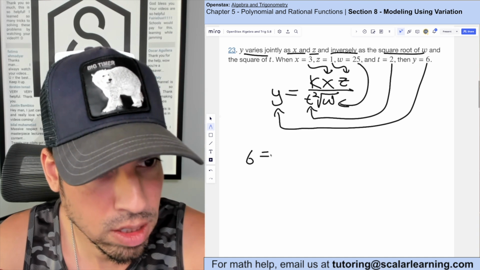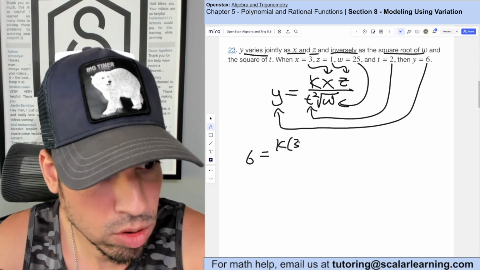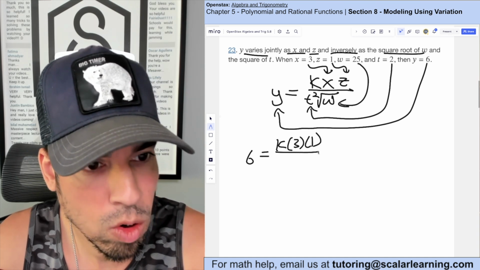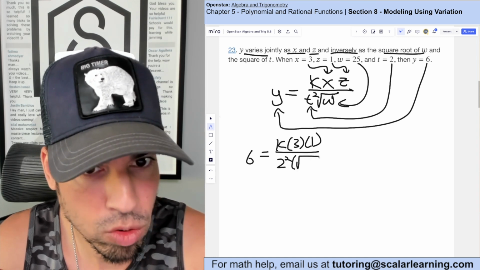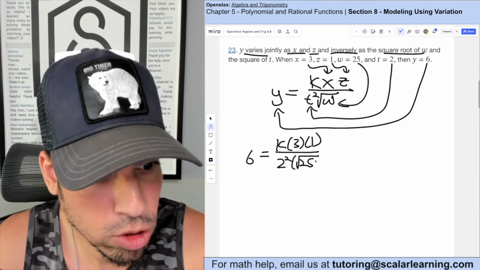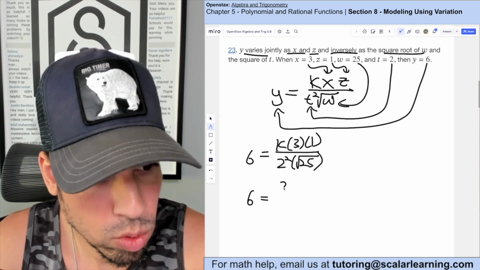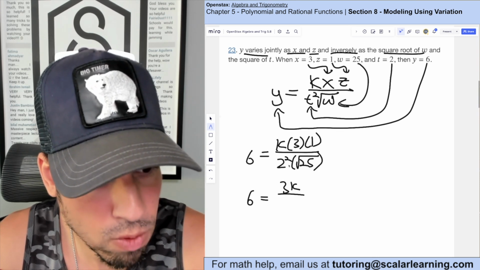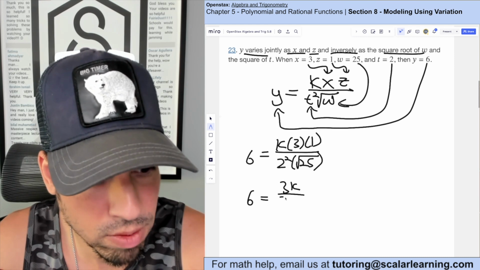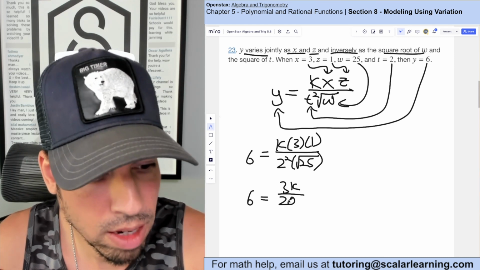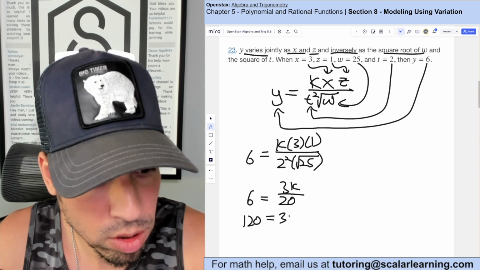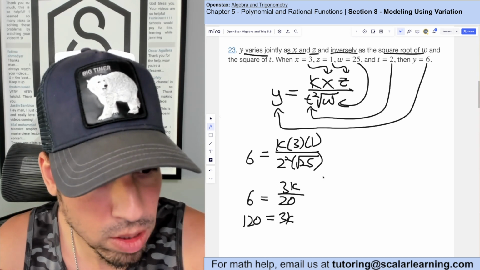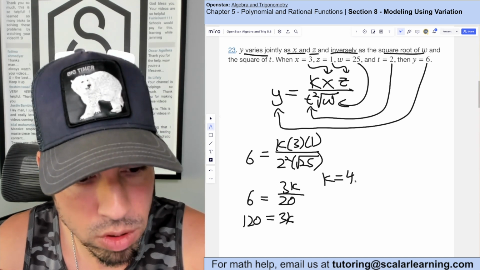So now we have 6 equals k times 3 times 1 over t squared, which is 2 squared, and then times the square root of 25, which is w. So then 6 equals 3k over 4 times the square root of 25, which is 5. 4 times 5 is 20. And then to isolate k, first we're going to multiply both sides by 20. 120 equals 3k. Then we're going to divide both sides by 3, and k equals 40.